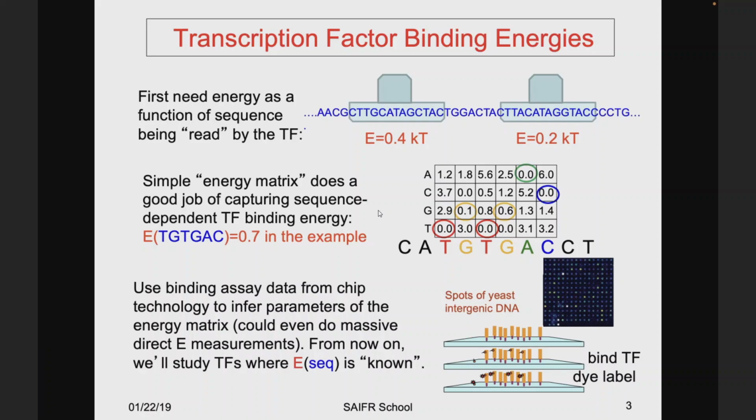I'm trying to recall exactly how this experiment works, but the idea is that what I want to do is confront the actual experiments measuring which intergenic regions are picked out by this or that transcription factor. And then what I, in effect, want to do is find the set of numbers to put in a matrix like this so that when I run those numbers over the intergenic regions, whose sequences, of course, I know.